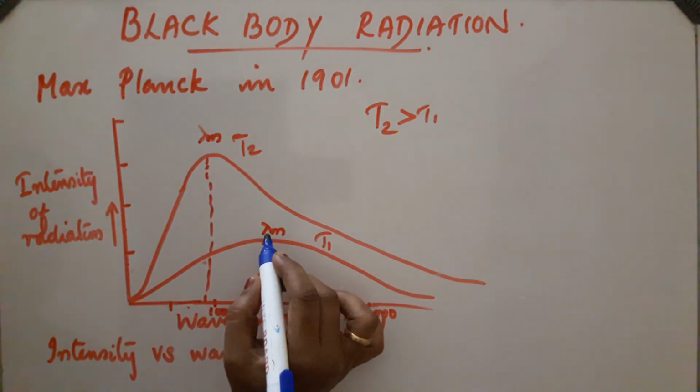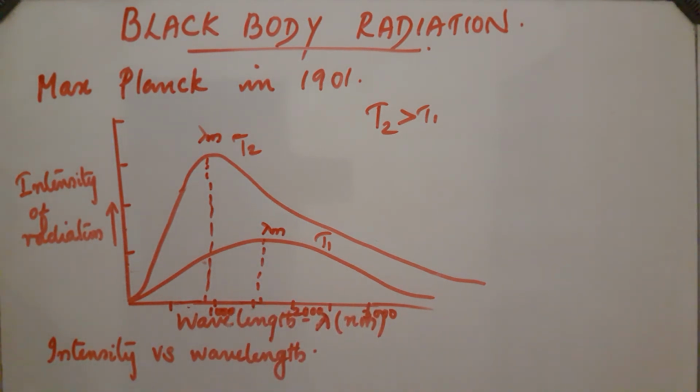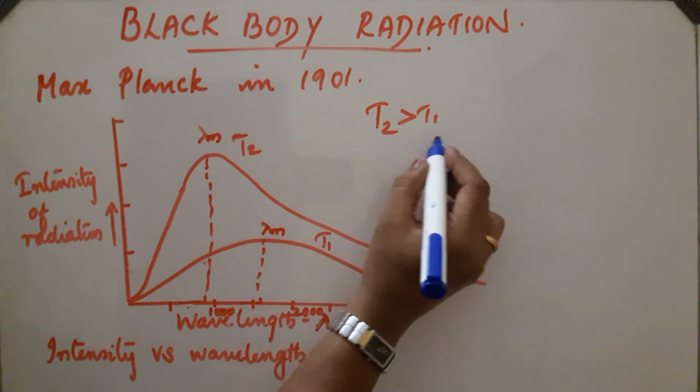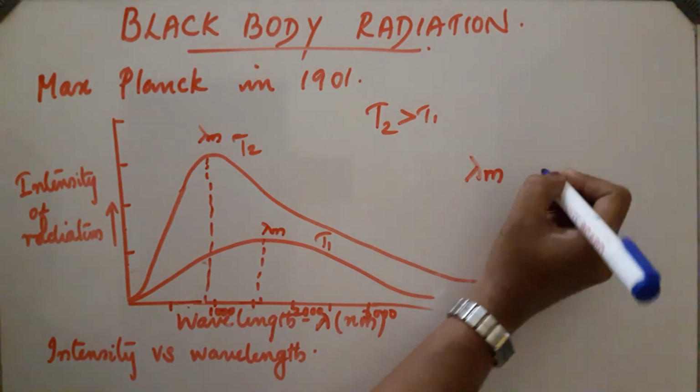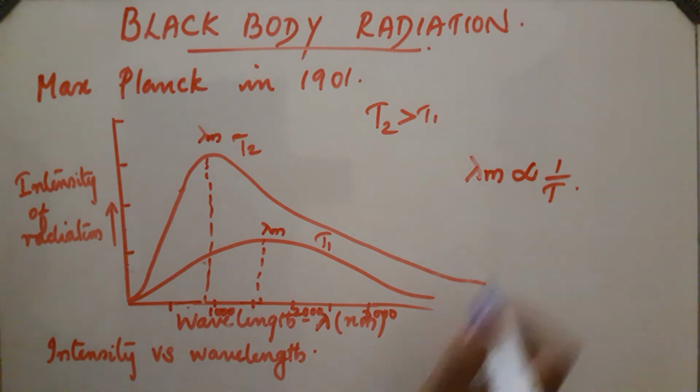Lambda m is the wavelength at which the intensity of radiation is maximum. Similarly, for T2 also, lambda m represents the wavelength at which intensity of radiation is maximum. When we observe this graph, we can see that lambda m shifts towards the lesser wavelength region as the temperature increases. Here T2 is greater than T1. So we can observe that lambda m is inversely proportional to temperature.